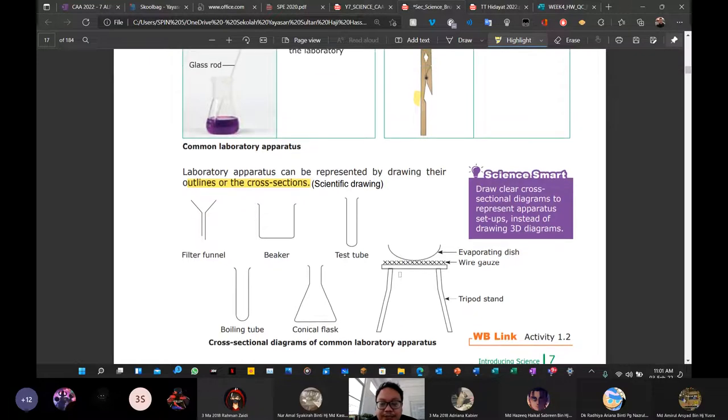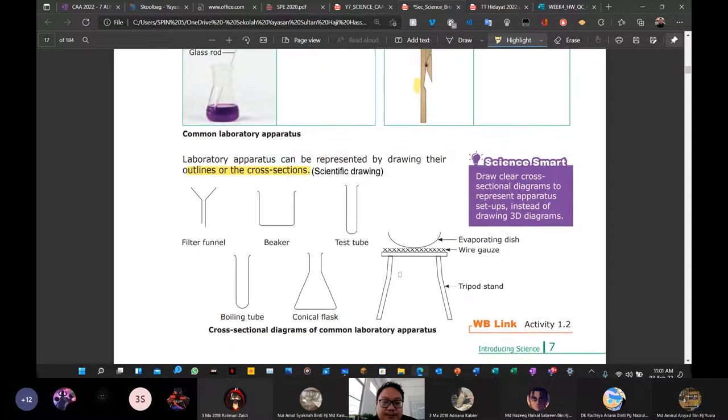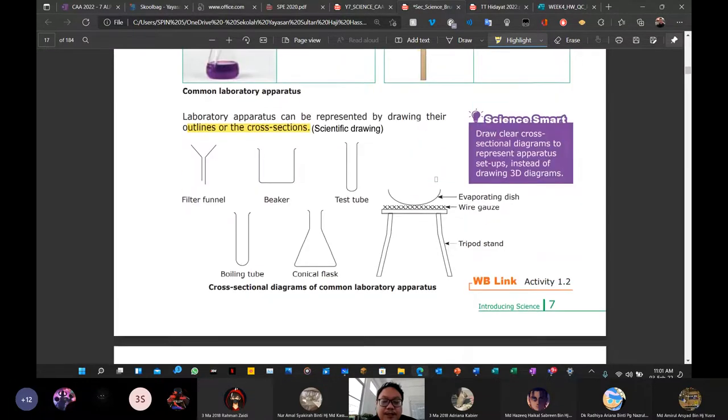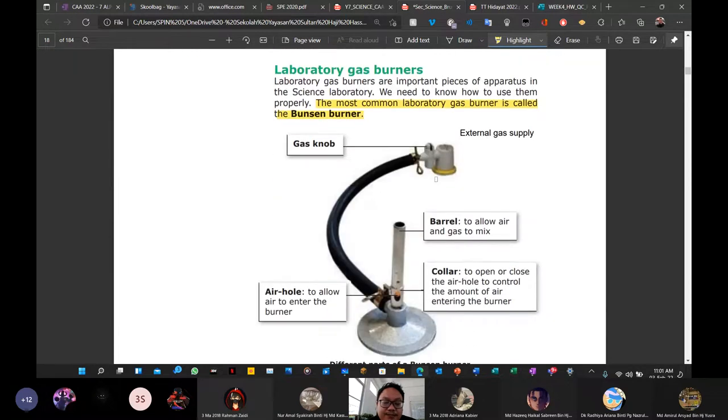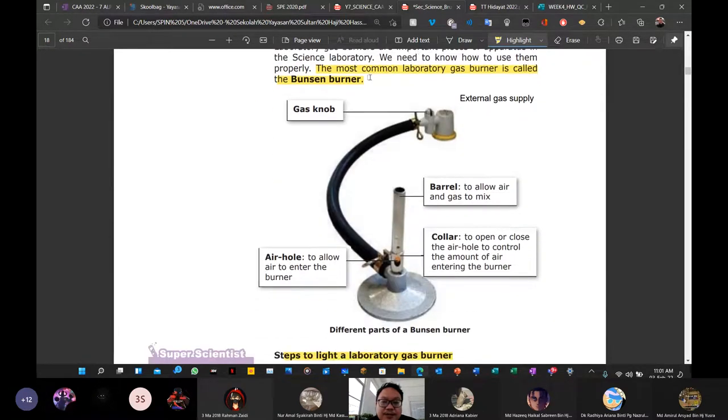Okay, however, we're going to do that at the end because I want to go through the Bunsen burner first. Last time during the practical, I've shown you that there are different parts of the Bunsen burner. So the most common laboratory gas burner is called Bunsen burner. This one is the old version. We don't have this in the lab.